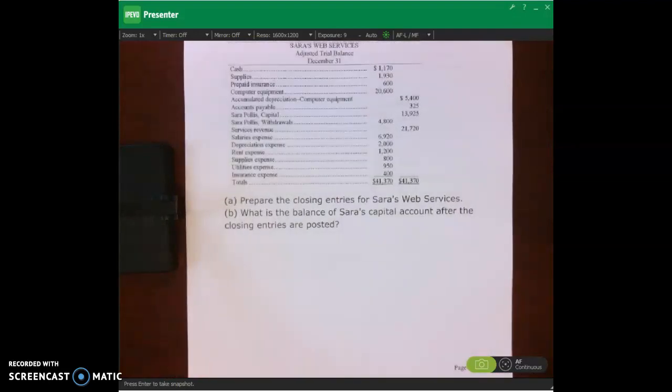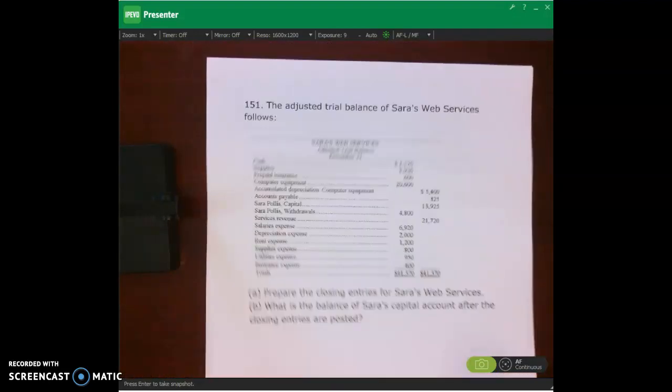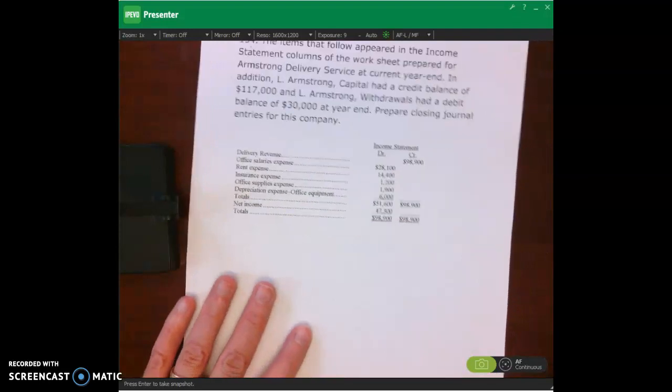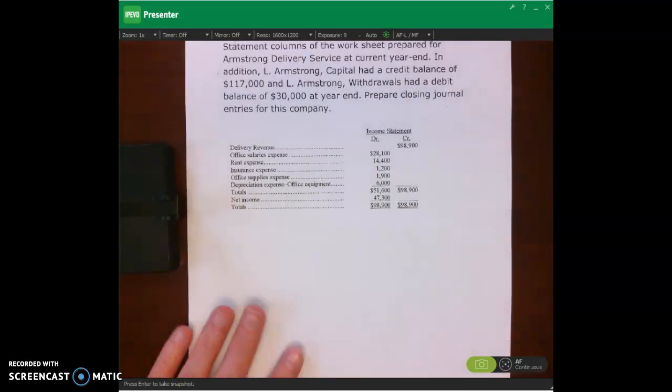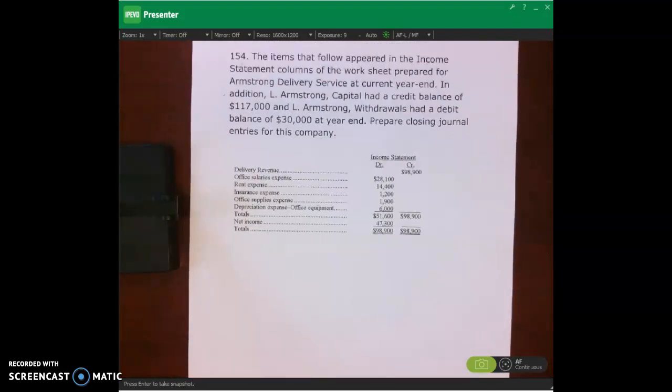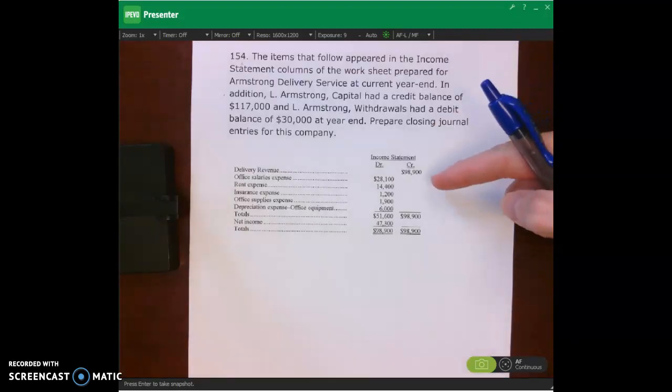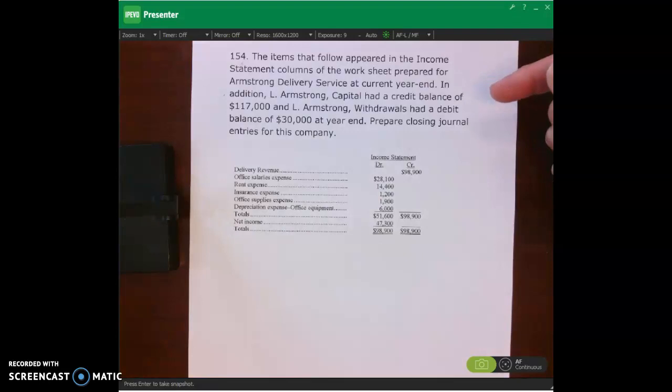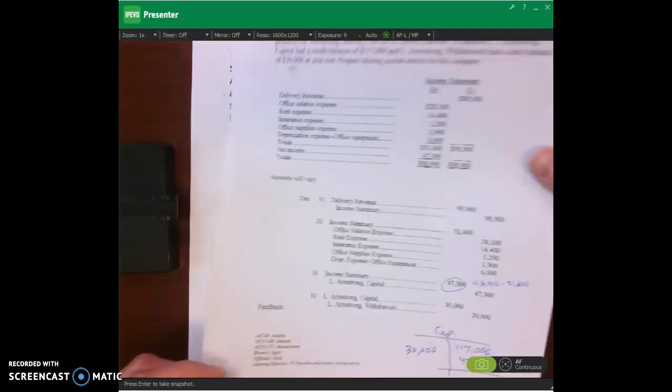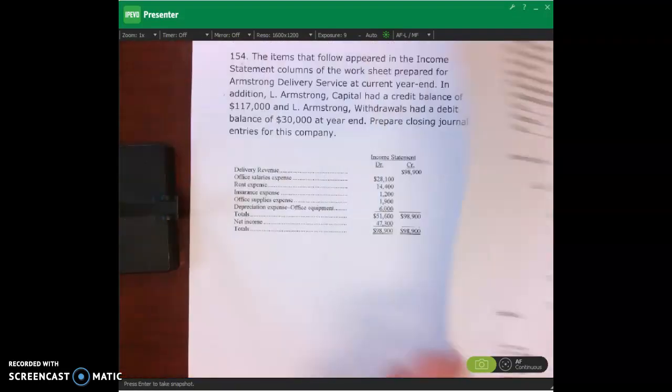So then let's look at the last one, which is for Armstrong. I don't know if this is supposed to be Lance Armstrong Delivery Services. That's what I think of each time I have this problem. So anyways, this one just says prepare the closing journal entries. But I also want to go over how to figure out the ending balance in capital. So again, let me go back over this.